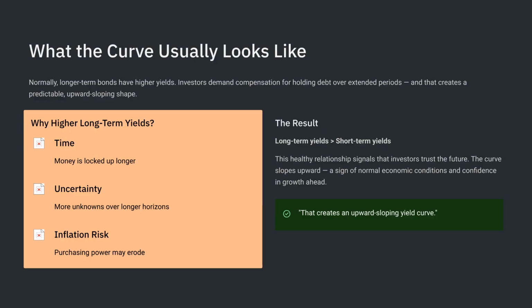And this upward slope sends an important message. Investors trust the future. It says the economy is expected to grow normally. Inflation is manageable. And the financial system looks healthy. An upward sloping yield curve is basically the economy saying the following: the future still looks worth investing in.